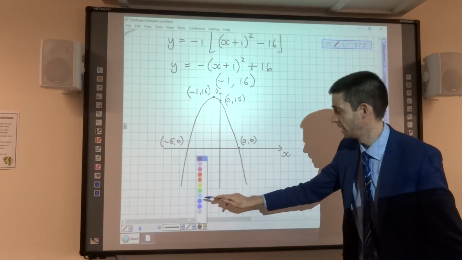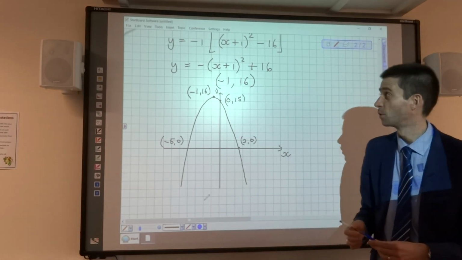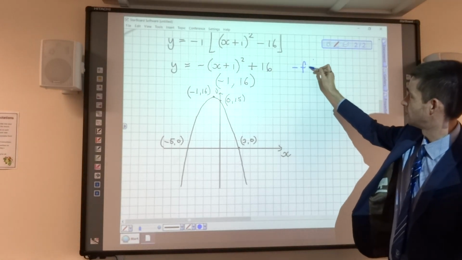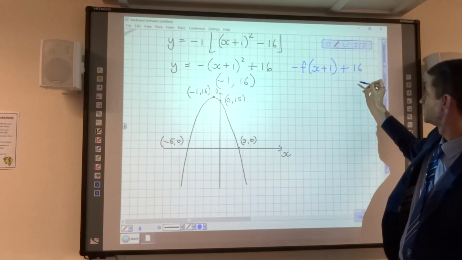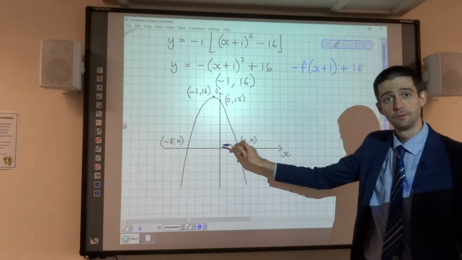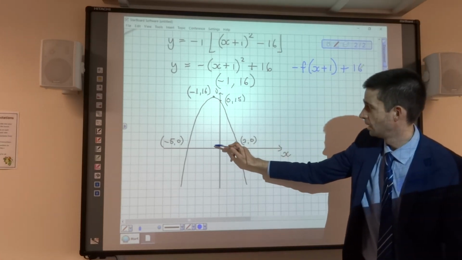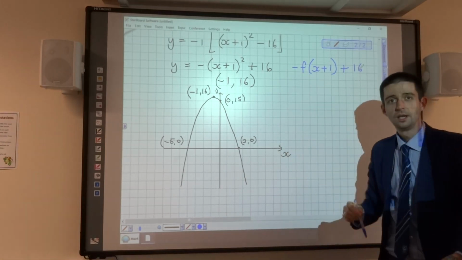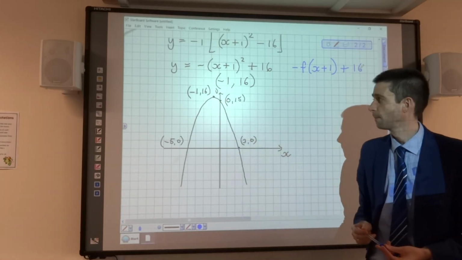If you wanted to link it back to thinking about transformations of the original x squared parabola, as we did in the previous video, you could write this as negative f of x plus 1, plus 16. And think about what this is doing to the original 0, 0 vertex of y equals x squared. It's going to move it 1 to the left, it's going to move it up by 16, and that negative in front of the function is going to reflect it in the x-axis to make it a negative quadratic.